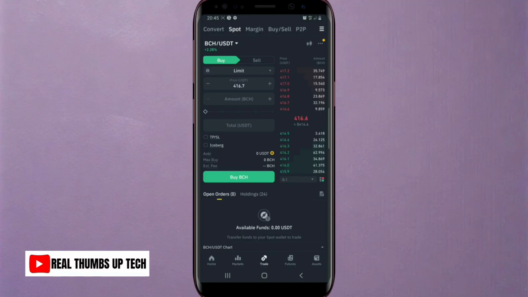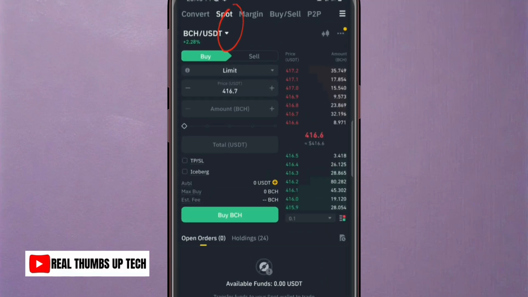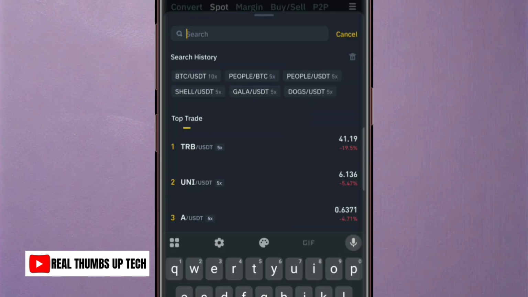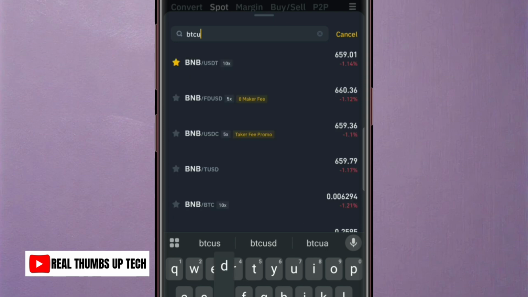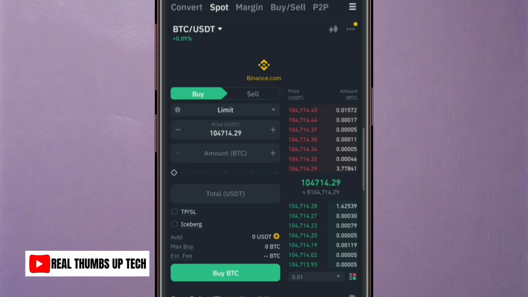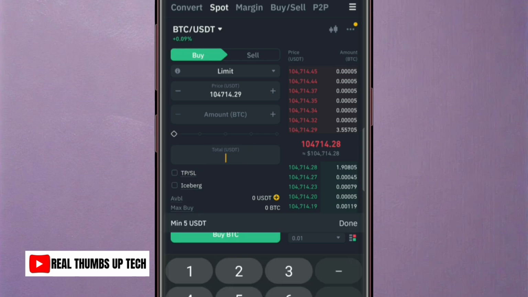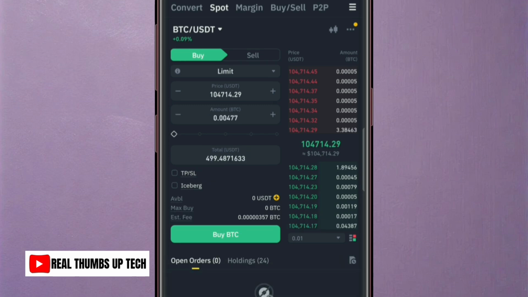This is Binance, under the spot trade option. Fast trade. Okay, so let me go over here and select the pair I want to work with. I search for BTC USDT. So I now come over here under USDT. I want to buy 500 USDT worth of BTC. This is just a demonstration, okay?